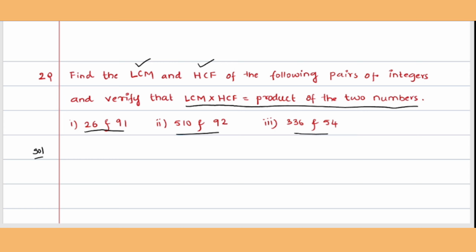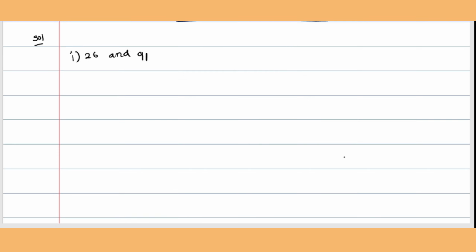The given numbers are first one 26 and 91. We use prime factorization to find LCM and HCF. For 26, we have the prime factorization, which is when 26 is divided by 2, we get 13. 13 is a prime number. Similarly, when 91 is divided by 7, we get 13. So the prime factorization of 26 is nothing but 2 multiply 13.